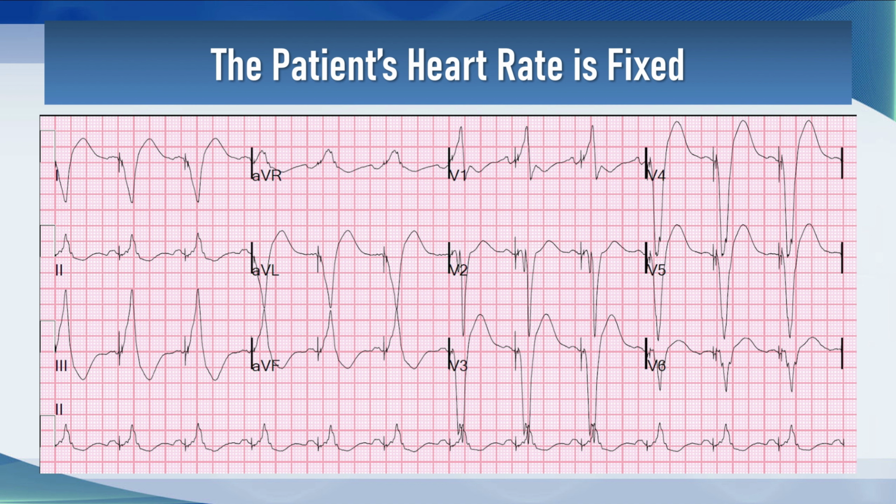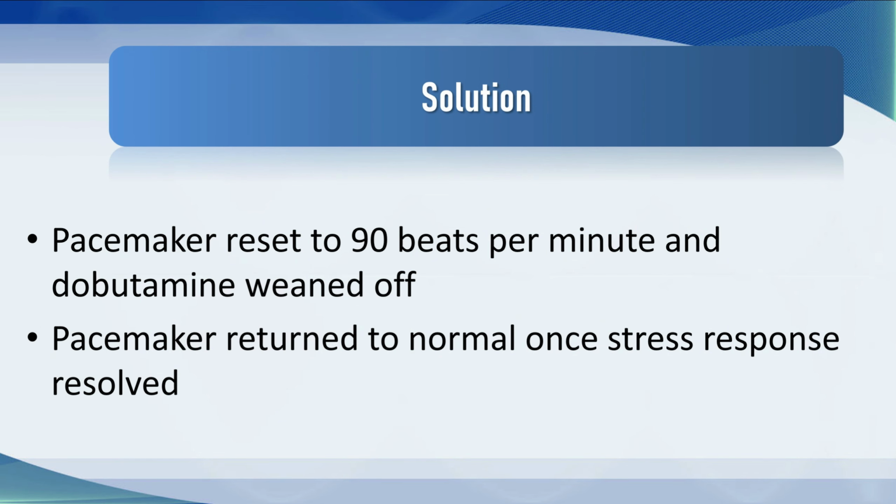So the easy solution for this is just to get cardiology up, to reset the pacemaker to 90 beats per minute, wean off the dobutamine, and once the patient's stress response has resolved prior to discharge from hospital, put the pacemaker back to a rate that suits that patient.